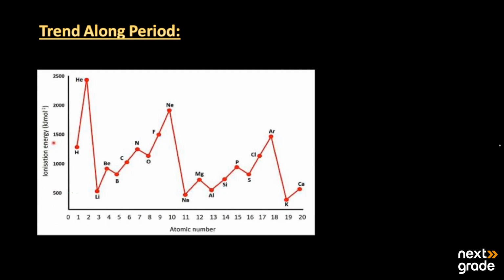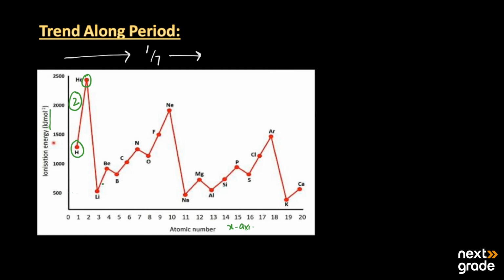Here we have the trend along the period. When we move from left to right in the periodic table, we have a total of 7 periods: 1, 2, up to 7. Moving from left to right, I am going to show the different periods. The first period is hydrogen to helium. Here you can see there is an increase in the ionization energy, because there are just two elements in this period. Along the x-axis we have atomic number, and along the y-axis we have ionization energy in kilojoule per mole. So this is the first period.